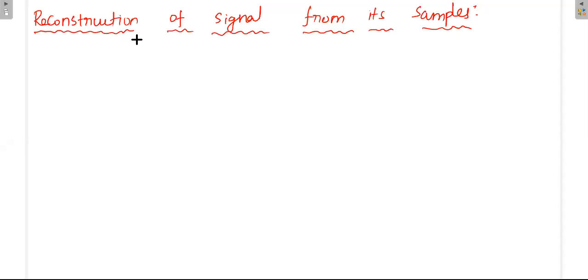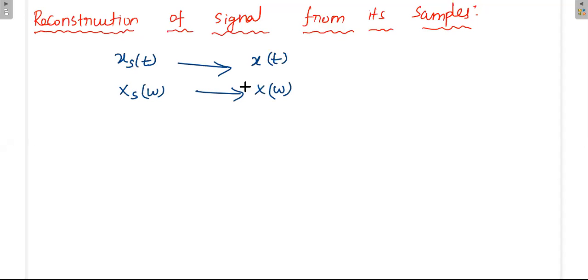So now, how to reconstruct the signal from its samples? Once xs of t is given, how to recover x of t? Or in the frequency domain spectrum, if xs of omega is available, how to get x of omega? Because at the receiver side, from the samples we have to reconstruct our original analog signal. For that we are using the reconstruction procedure.